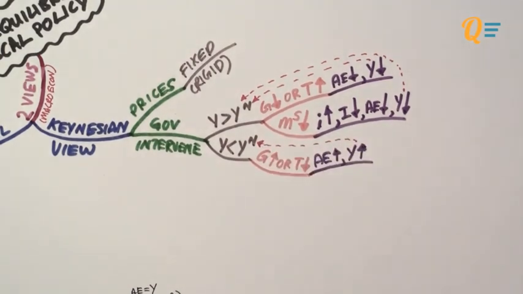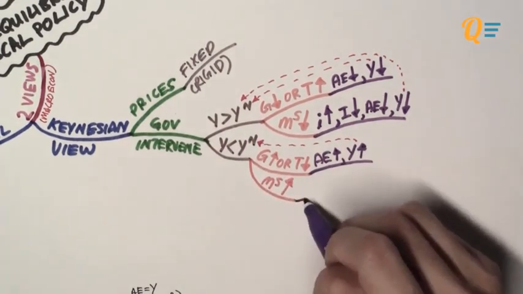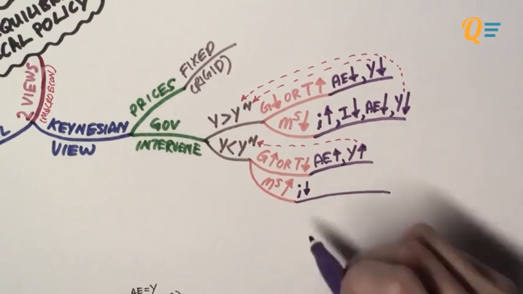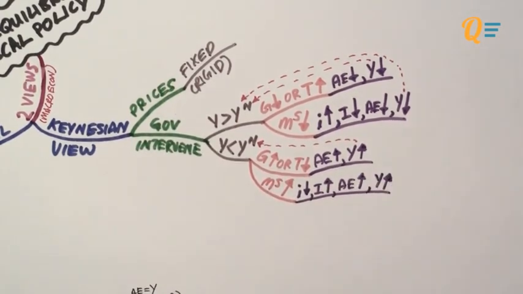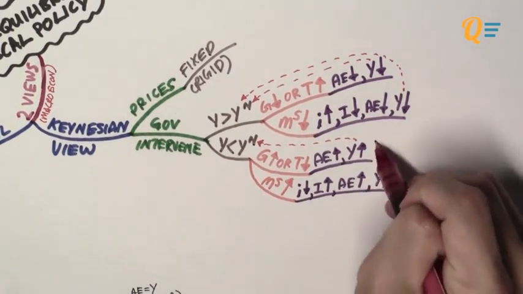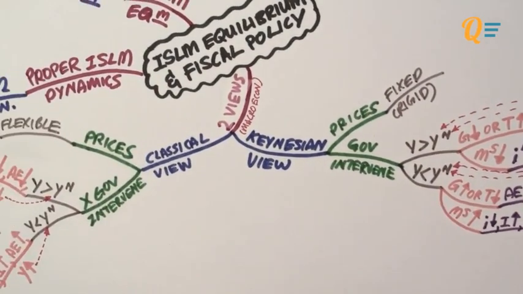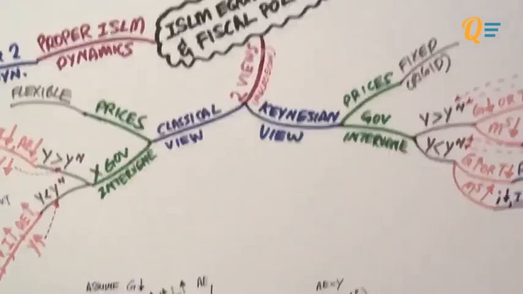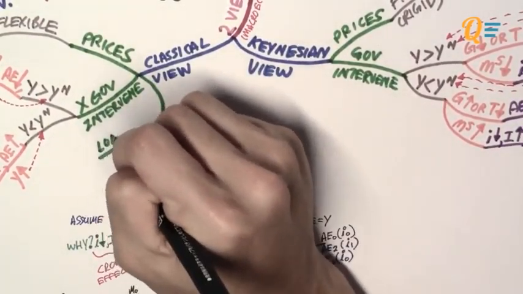If the government doesn't want to increase their spending or reduce taxes, they can go to the central bank and get them to increase the money supply in the economy. So when the money supply increases, interest rates will fall, causing an increase in investment, an increase in AE, hence an increase in income. And they will continue to increase the money supply until the income level rises to the natural rate of output. So that brings me to the end of the second key difference between the classical view and the Keynesian view.